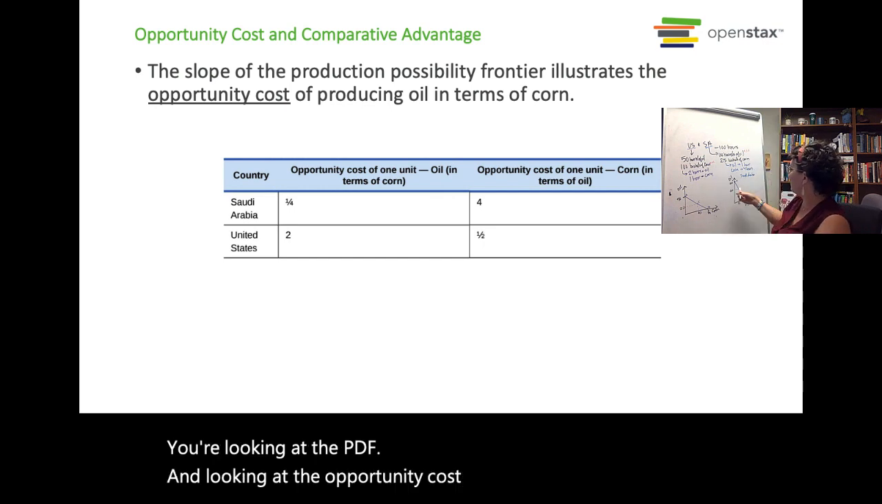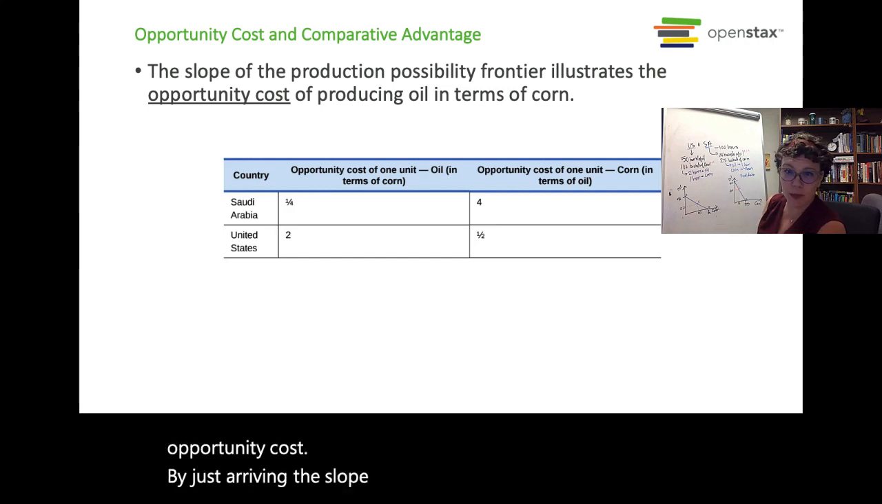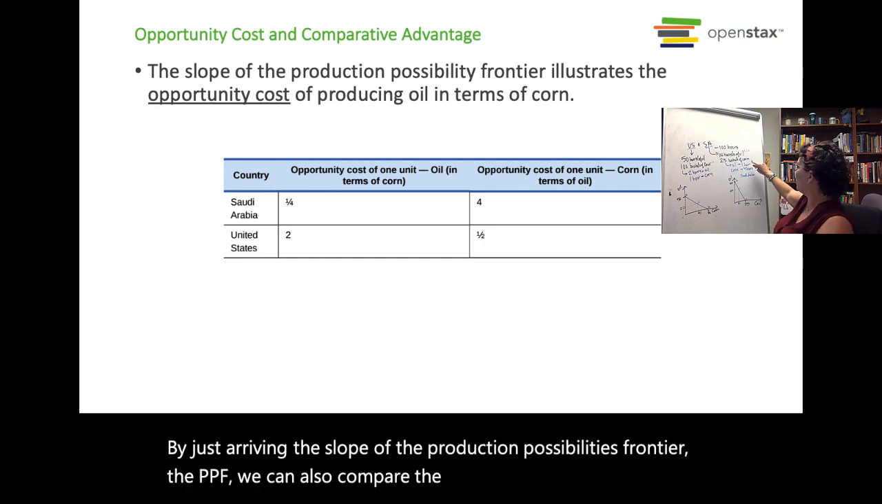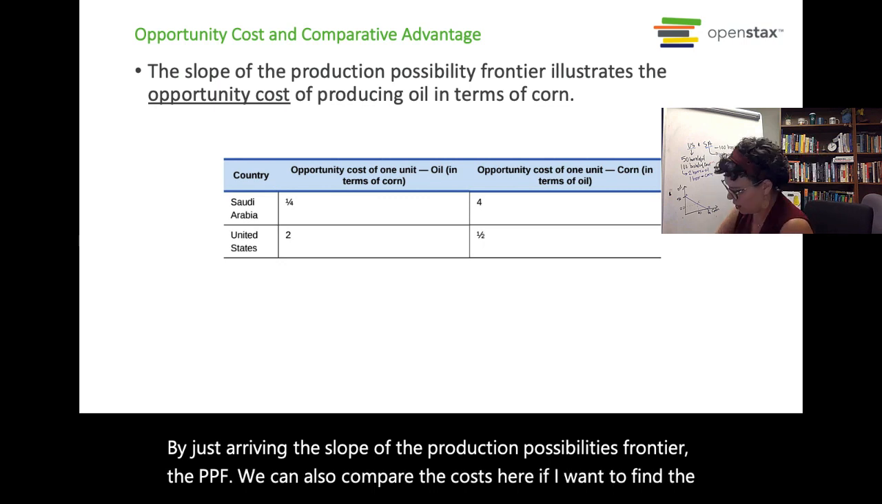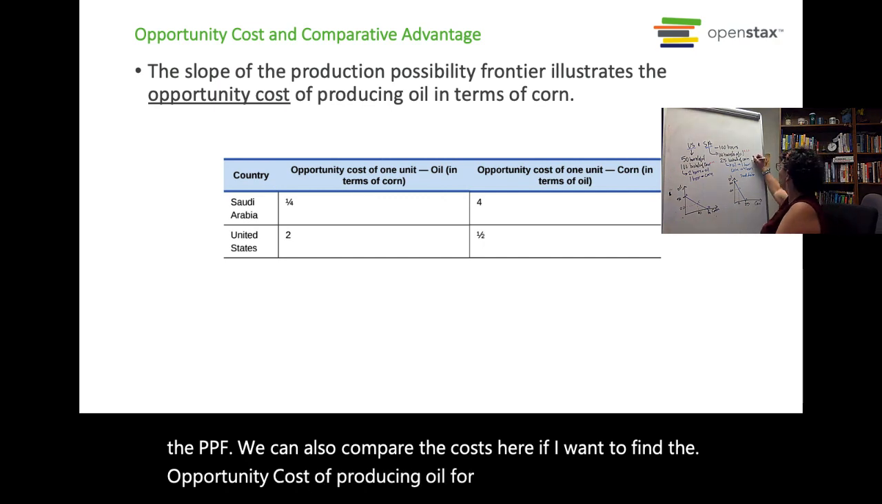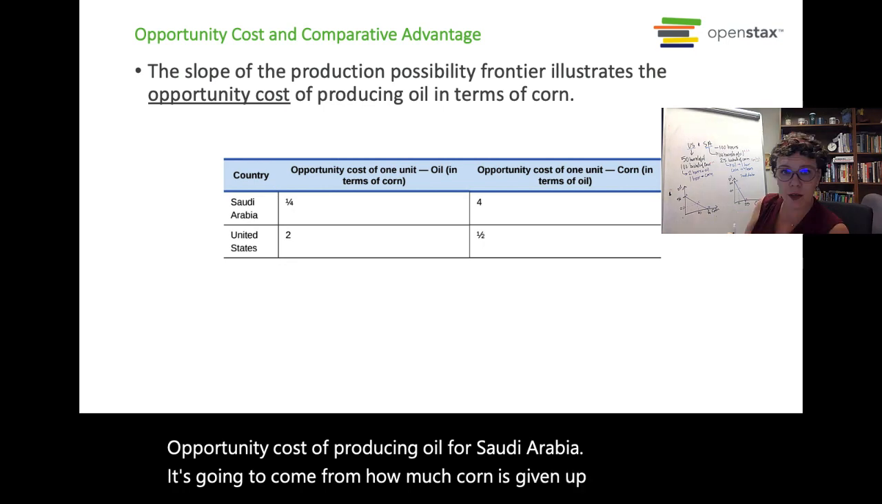We can find the opportunity cost by just deriving the slope of the production possibilities frontier, the PPF. We can also compare the costs here. If I want to find the opportunity cost of producing oil for Saudi Arabia, it's going to come from how much corn is given up every time they produce oil.